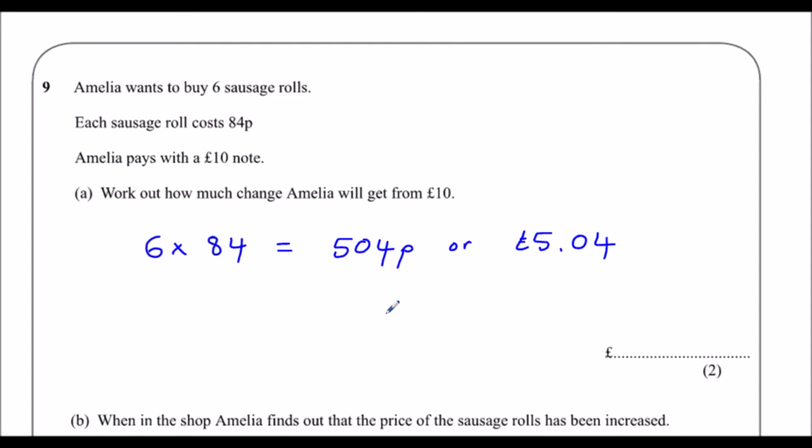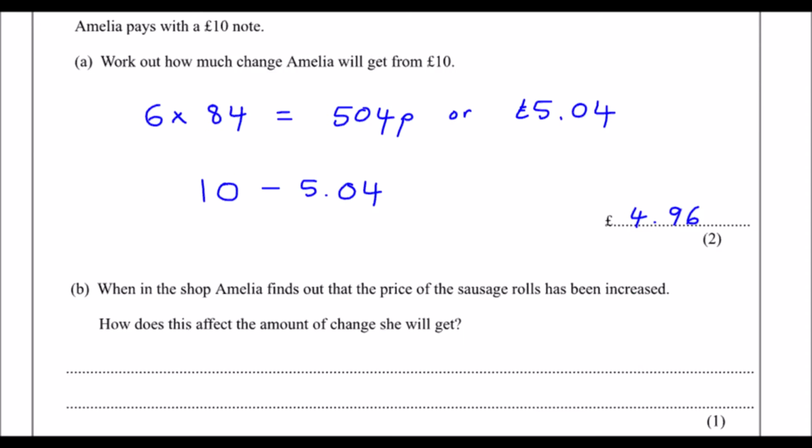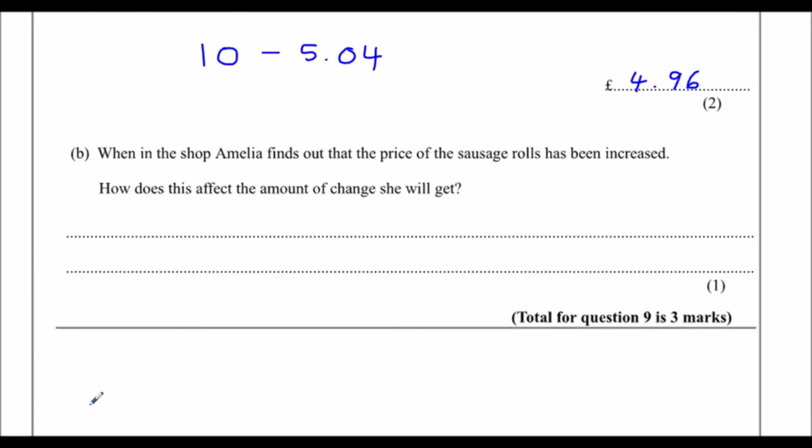Amelia pays with the £10 note. How much change will she get? So it's £10 take away £5.04, and we should get £4.96. When in the shop, Amelia finds out that the price of sausage rolls has increased. How does this affect the amount of change she will get? So if the sausage rolls go up in price, she has to pay more for them, she'll get less change.